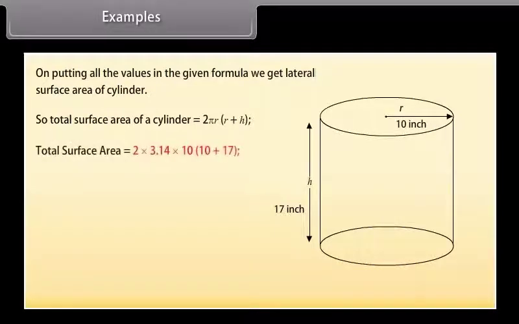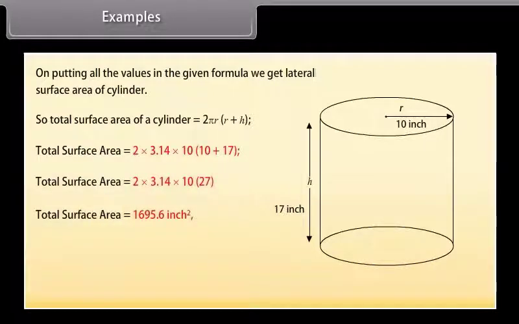Total surface area equals 2 into 3.14 into 10 into 10 plus 17. Solving this, we get the total surface area as 1695.6 inch square.